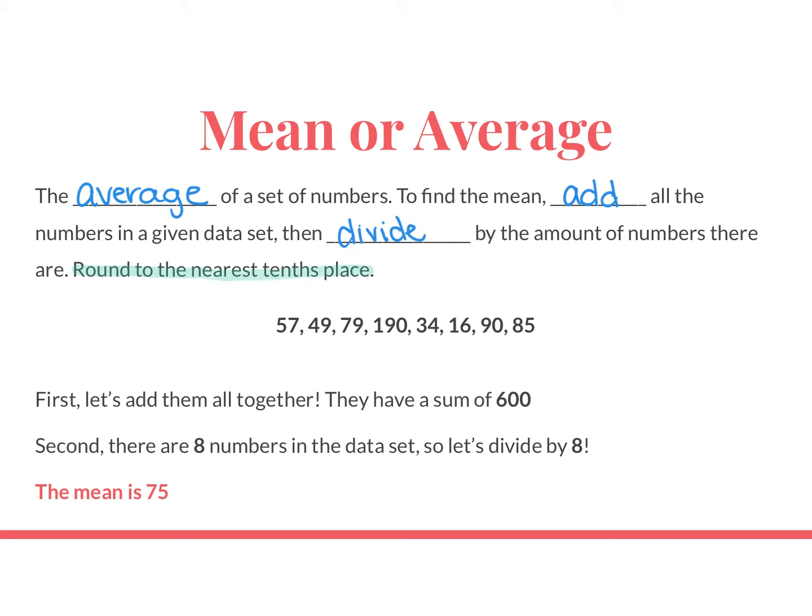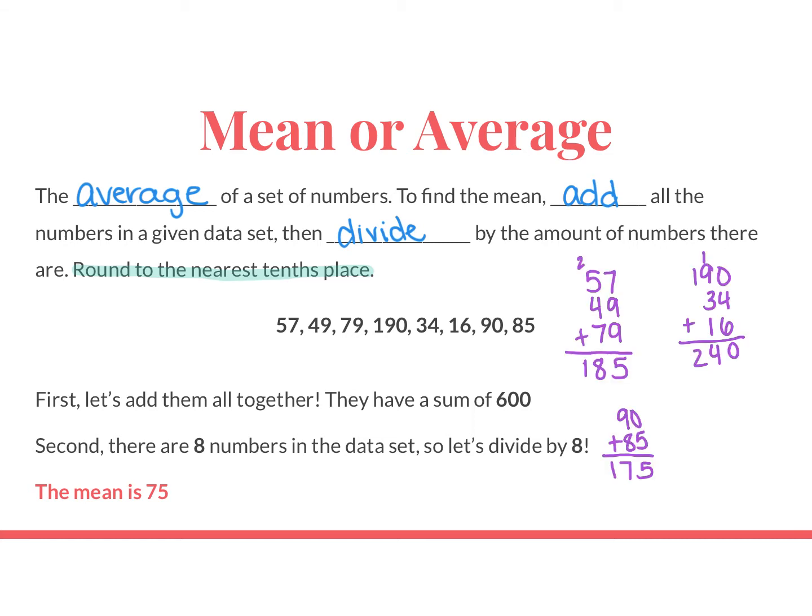In our example below, we see a set of numbers. First, we need to add them all together. We can group together numbers to add them and then add up all of our grouped numbers together. So I have added up the first three numbers, the second three numbers, and the last two numbers. And now I'm going to add up all of those answers that I got to get my final sum. So 185 plus 240 plus 175.